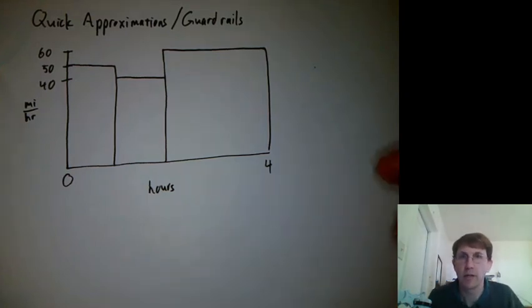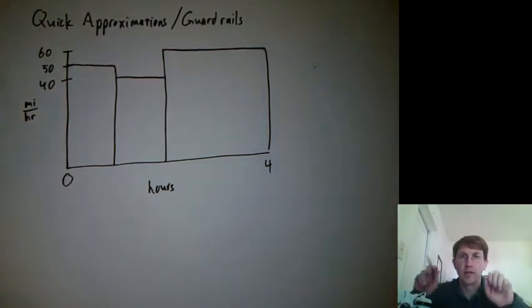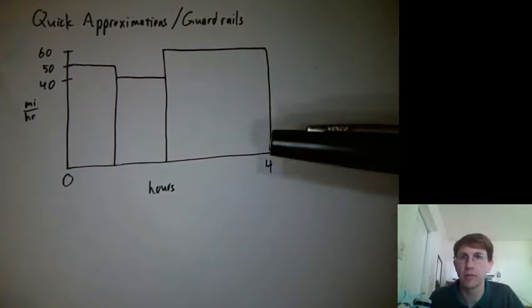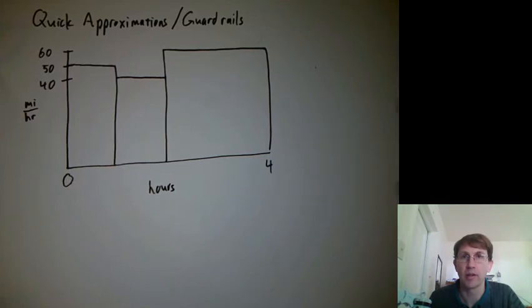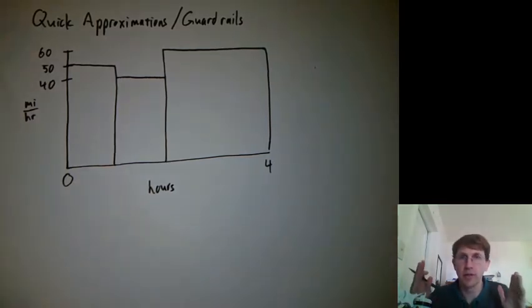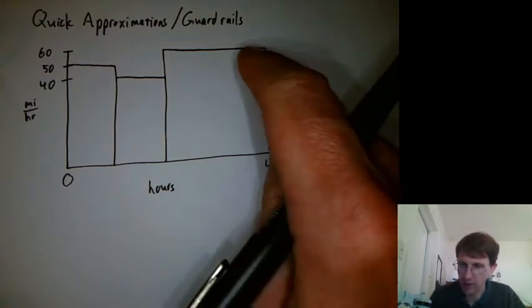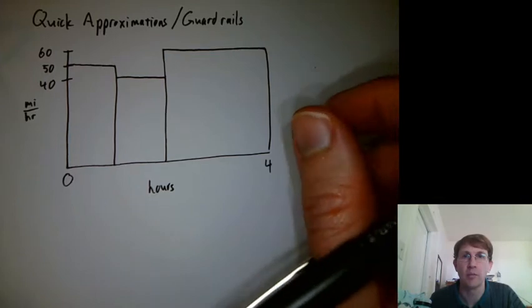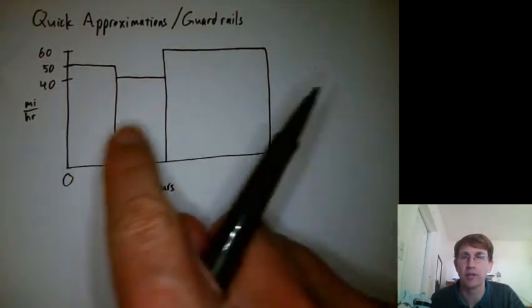Since it looks like we're going to be calculating lots of areas and doing even more abstract stuff, it's often helpful to establish some quick approximations or put up some guardrails so we know if our final answer is just way off track. So let's talk about how to do that.